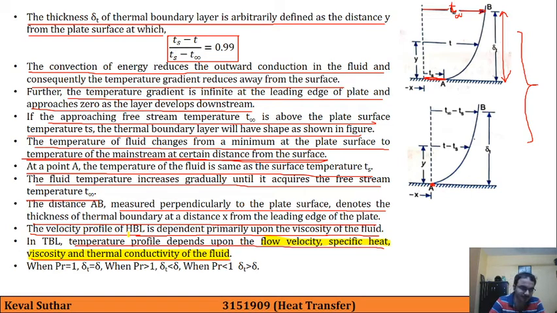Now this is the interesting part that you should remember, the relationship between the thickness of the hydrodynamic boundary layer and the thermal boundary layer. In case the Prandtl number is unity, then both values will be the same. In case the Prandtl number is greater than 1, delta T will be less than delta, and when the Prandtl number is less than 1, delta T will be greater than delta.